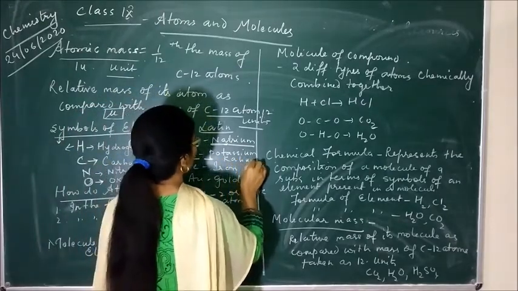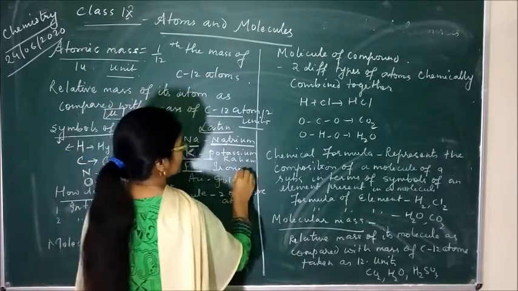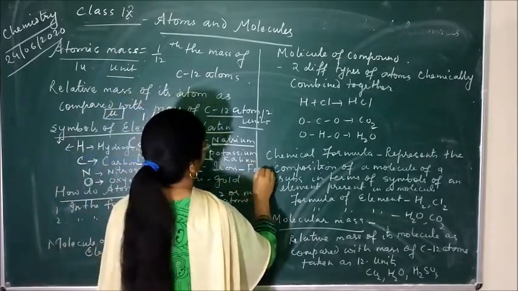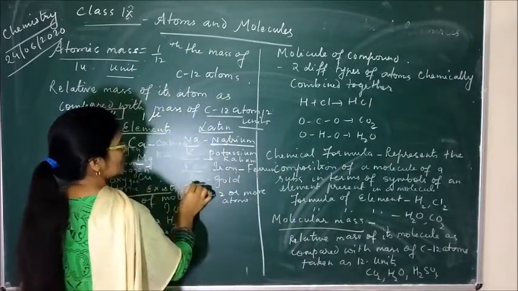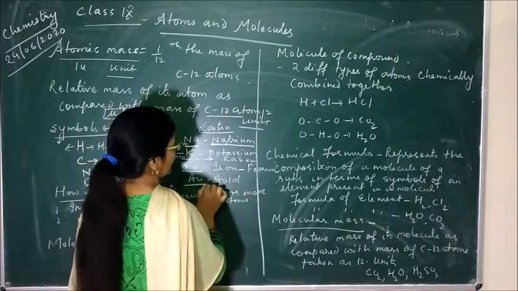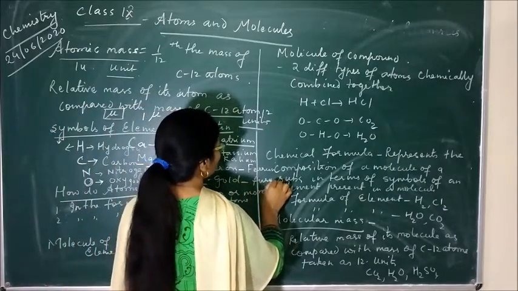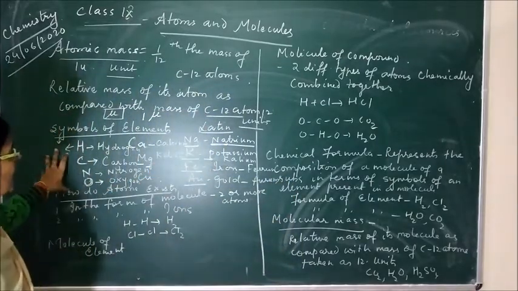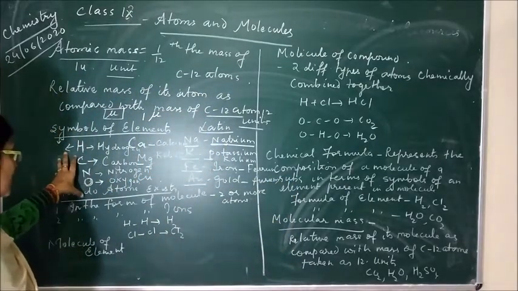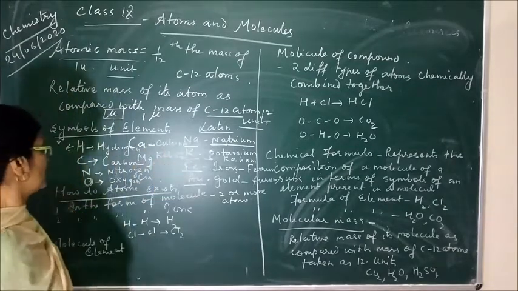In the same way, there are many elements like iron, Fe. Its Latin name is ferrum. Second is gold. Gold's Latin name is aurum, so its symbol is Au. So there are some elements whose symbols are derived from their Latin names, some elements which start from the first letter, and some elements whose 2 letters are used as the symbol.